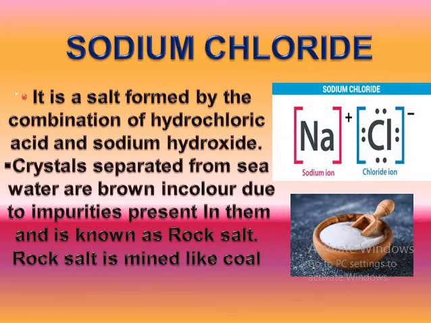Of course we use it in our food. It is a raw material also for many substances. We can prepare many substances from sodium chloride, for example NaOH, that is sodium hydroxide. We have baking soda, washing soda, bleaching powder, and many more chemical substances that can be prepared from sodium chloride, that is your common salt.